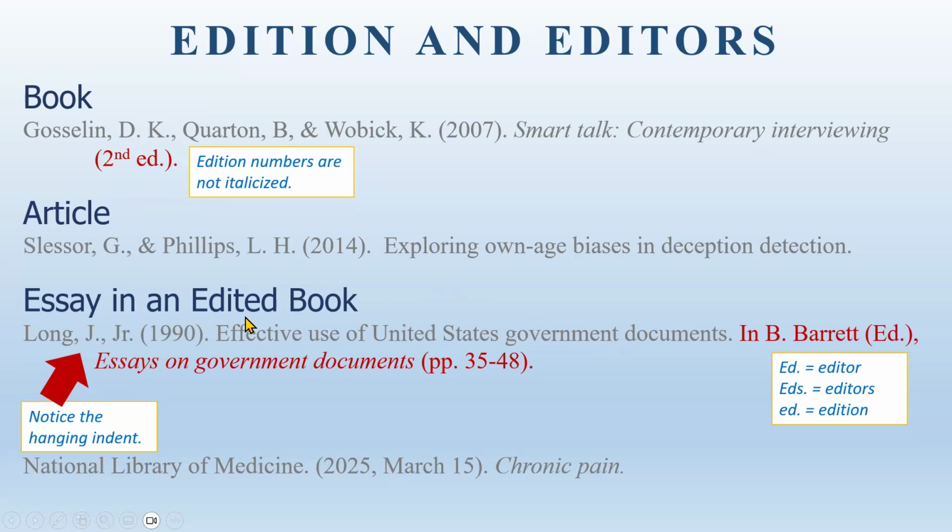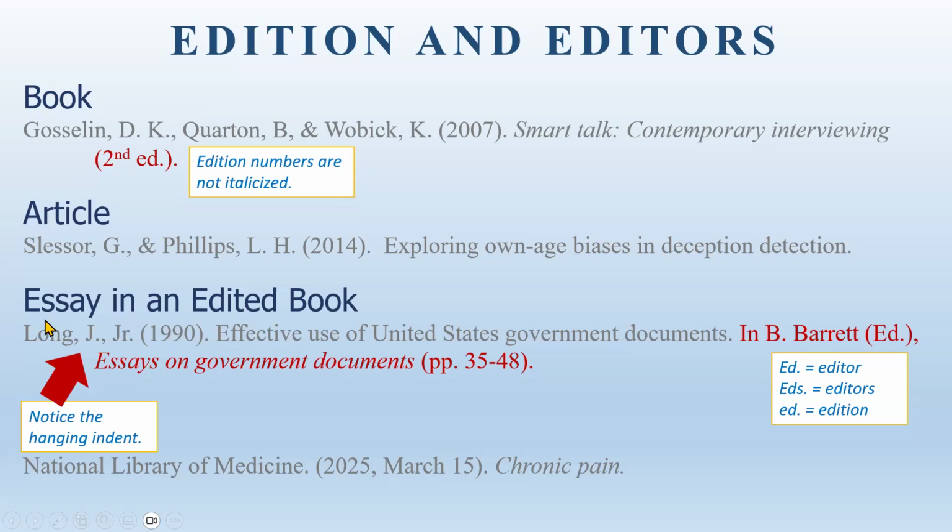Essay in an edited book. So here we have to explain exactly what this is. Very often in the social sciences and other academic disciplines, you will find books of essays that have all been written by different people. Each chapter, as it were, has a different author, although all of the essays may be on a similar topic or a related topic.